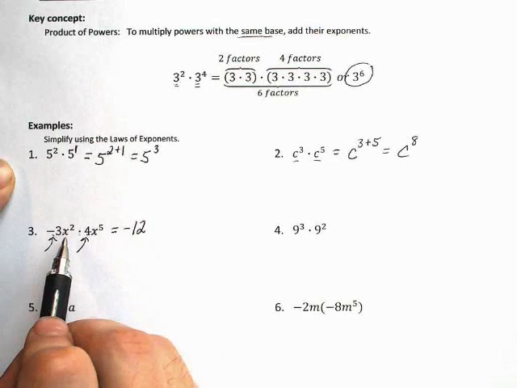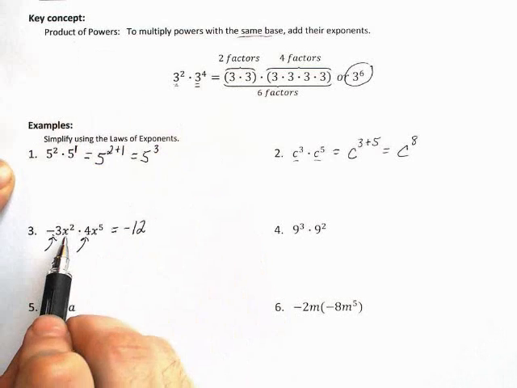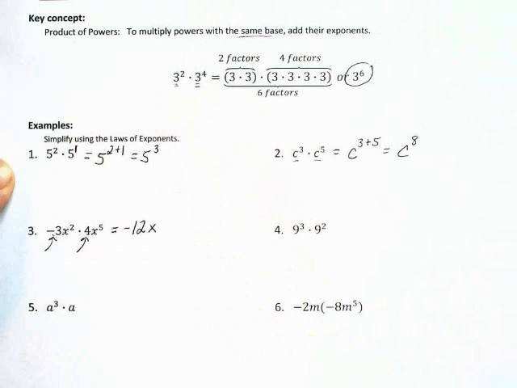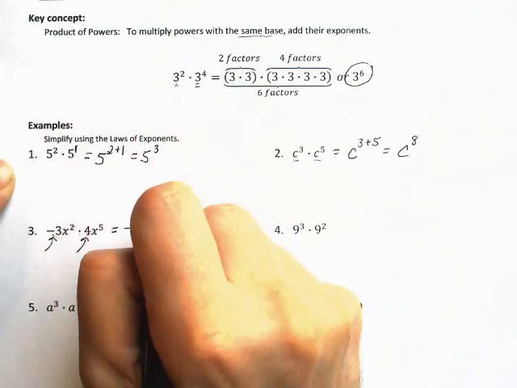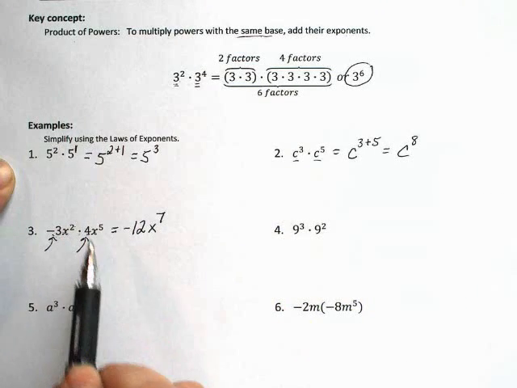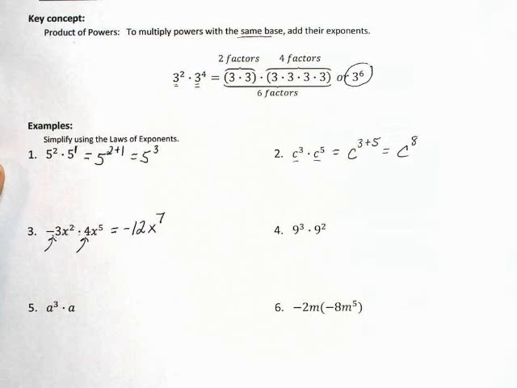Okay. Now, for the variables, we can make use of the product of powers law. To multiply these, write the base, and add the exponents. 2 plus 5 is 7. And so the answer to this product is -12 x to the 7th power. Okay. I'm going to give you some time to work on number 4 and 5 and 6, and then the answer will be shown in the video.